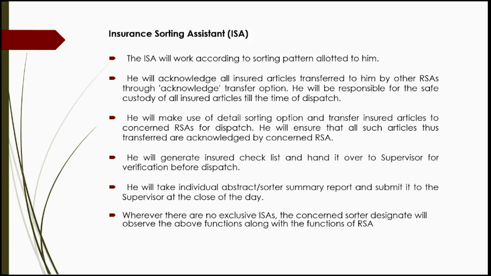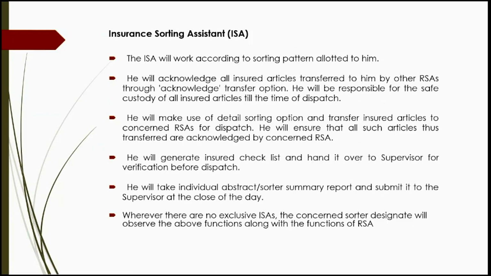So, who will identify the insured articles or insured bag that are closed inside the registered bag? Naturally, the Registered Sorting Assistant who is handling the bag, after opening it, when he sees that there are insured articles inside, is going to use the transfer option and transfer those articles to the ISA. Then the ISA is going to acknowledge it, and then check that everything is correct. And then if required, like if there are 2 or more articles addressed to a particular station, generate a checklist and then hand it over to the supervisor before dispatch.